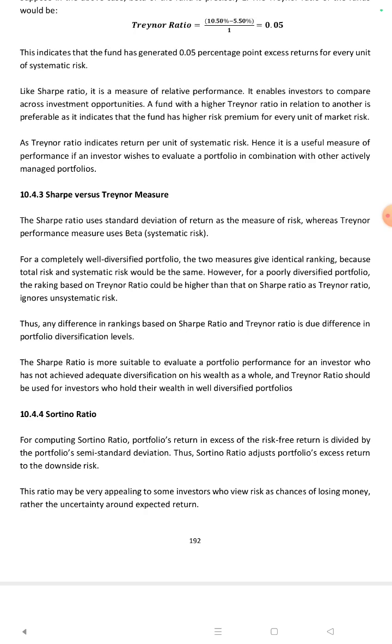Like the Sharpe ratio, it is a measure of relative performance. It enables investors to compare across investment opportunities. A fund with a higher Treynor ratio in relation to another is preferable, as it indicates that the fund has a higher risk premium for every unit of market risk. As the Treynor ratio indicates return per unit of systematic risk, it is a useful measure of performance if an investor wishes to evaluate a portfolio in combination with other actively managed portfolios.